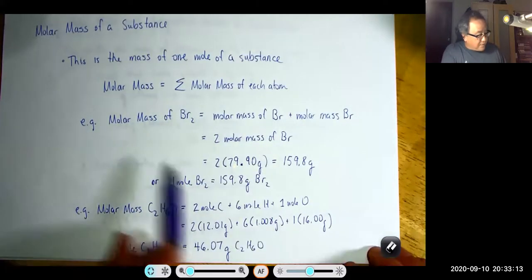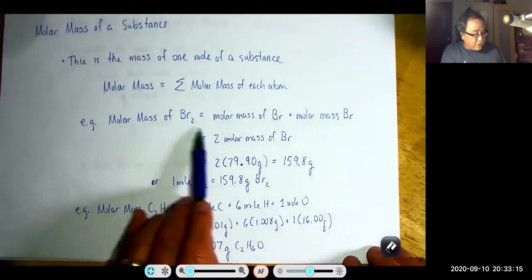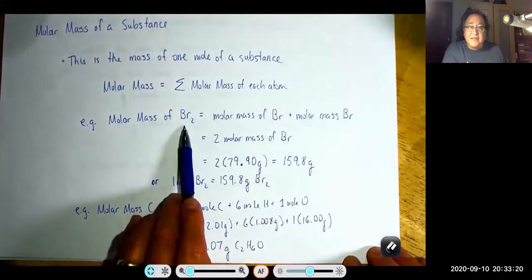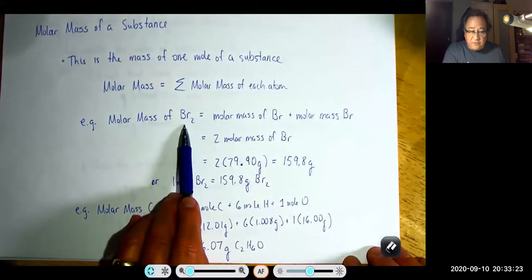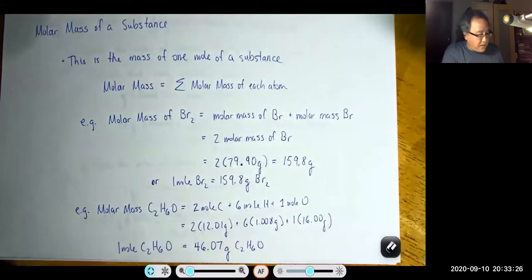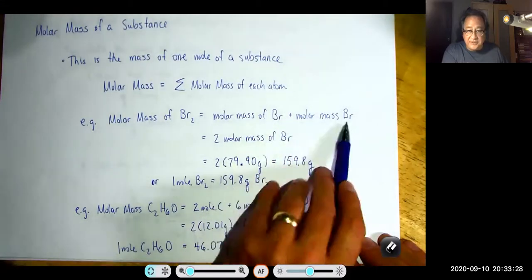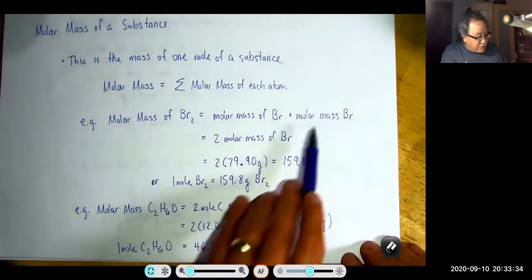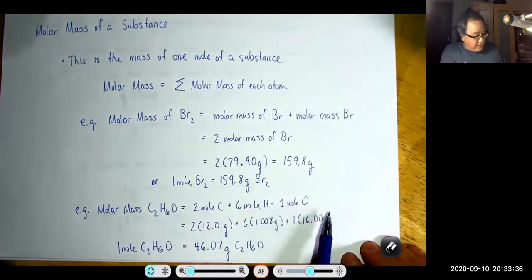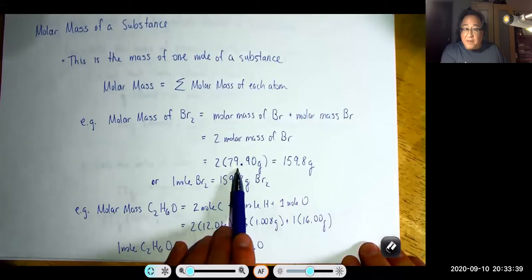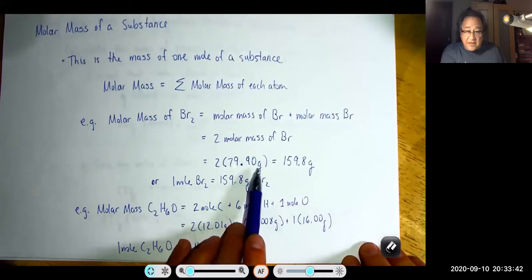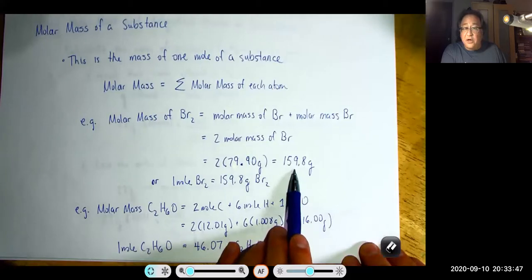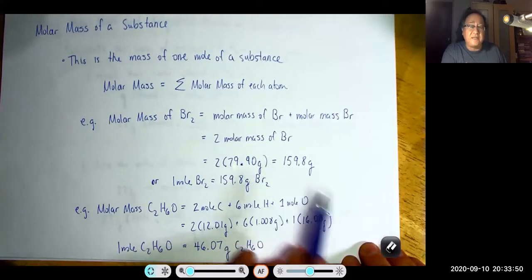So for instance, the molar mass of bromine is going to be the molar mass of 1 bromine plus the molar mass of another bromine, where this is the molecular bromine, where the 2 atoms are held together by a covalent bond, and these are atomic bromines. So atomic bromine, molecular bromine. This is the same as saying 2 times the molar mass of 1 bromine. The molar mass of 1 bromine is 79.90 grams. I got that from the periodic table. So here is the molar mass of Br2, molecular bromine. It's 159.8 grams.